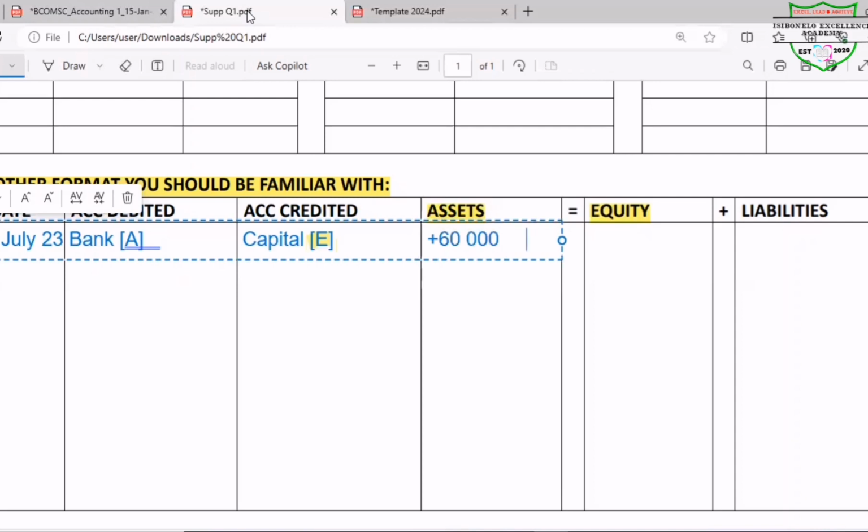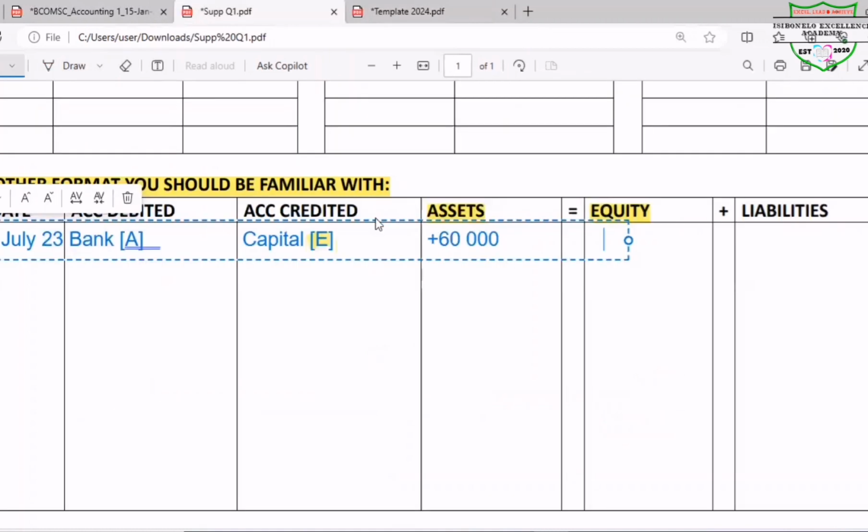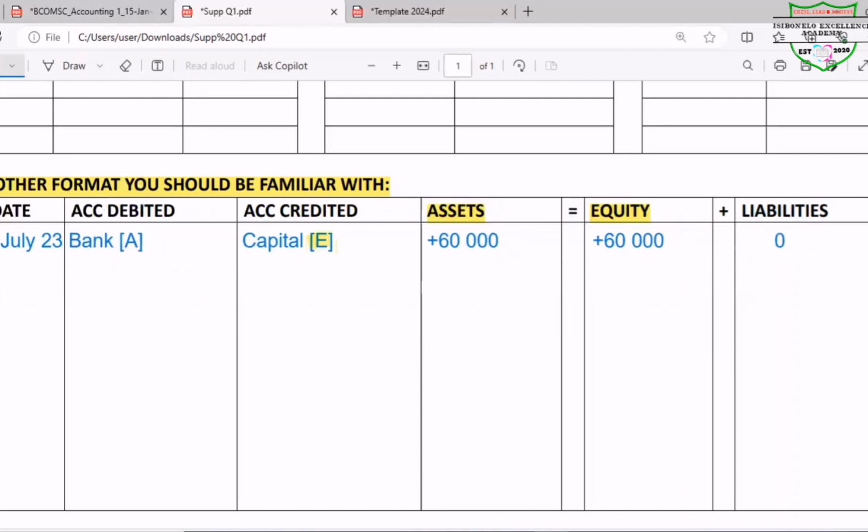60,000. Then the second account that is affected is capital, which is an equity. So we're going to show this under the equity column. So as per the T account, the equity has been credited, and on the credit side, equity is positive. So we're going to have another plus 60K. So liabilities is not affected. So we're going to put 0 there. So this is how we record this in the accounting equation following this format.